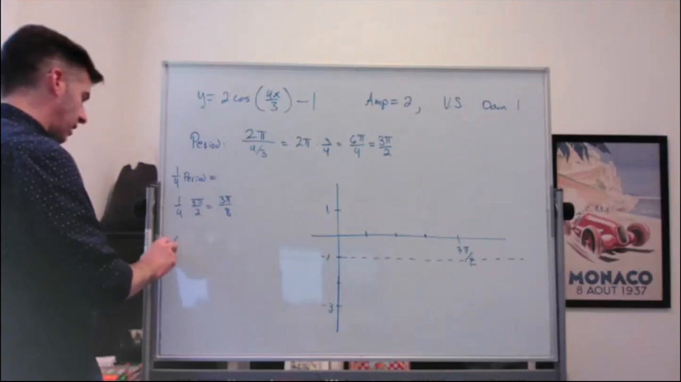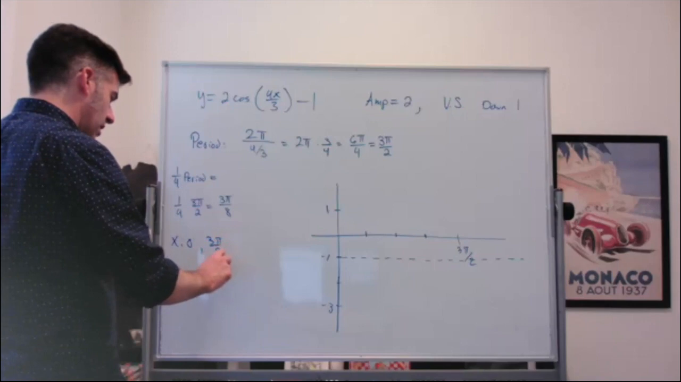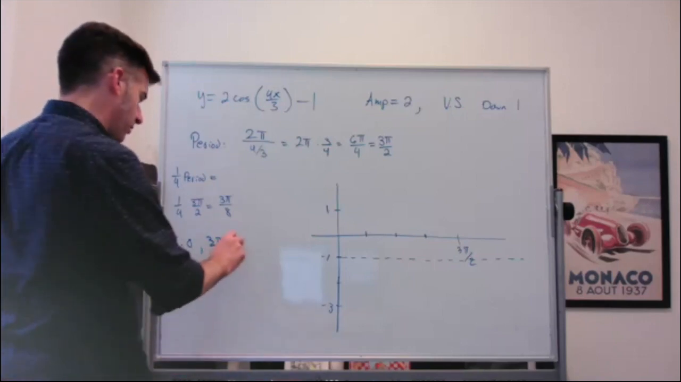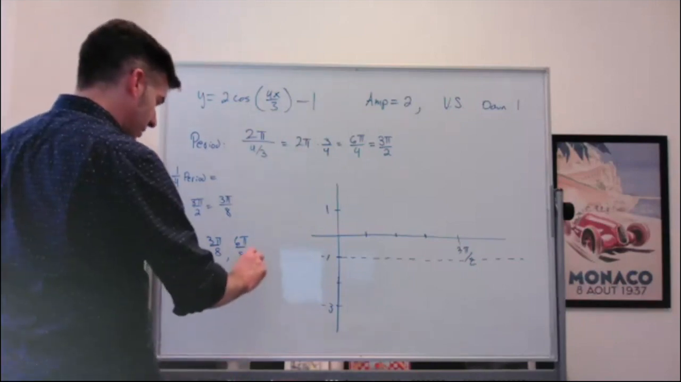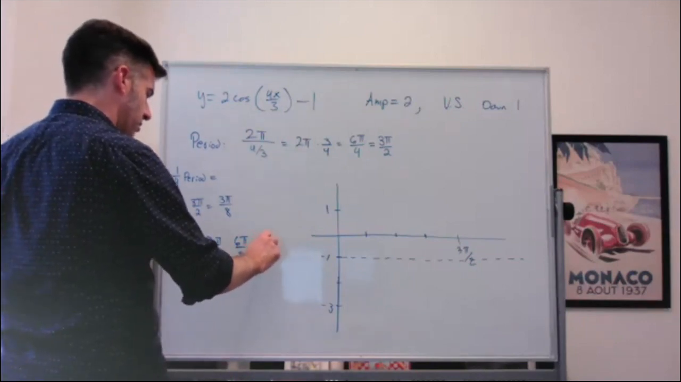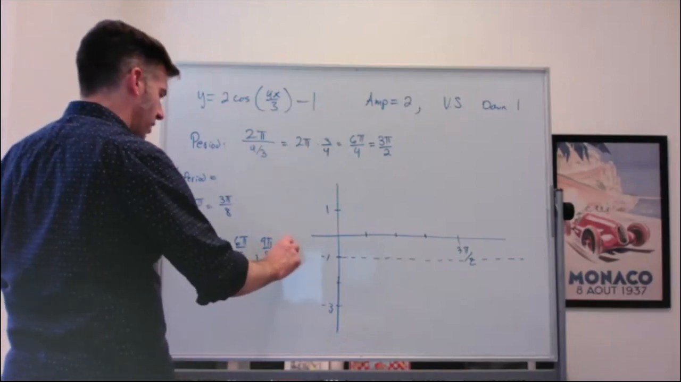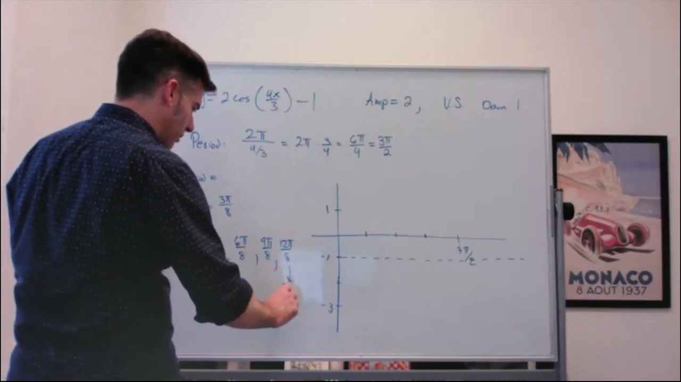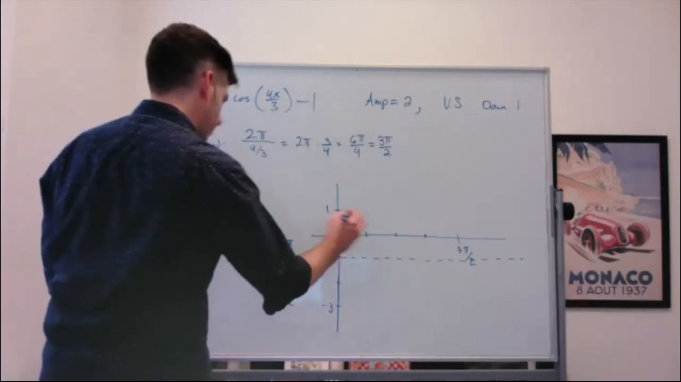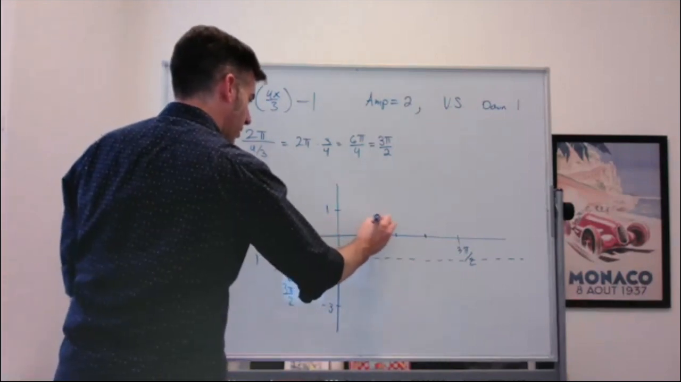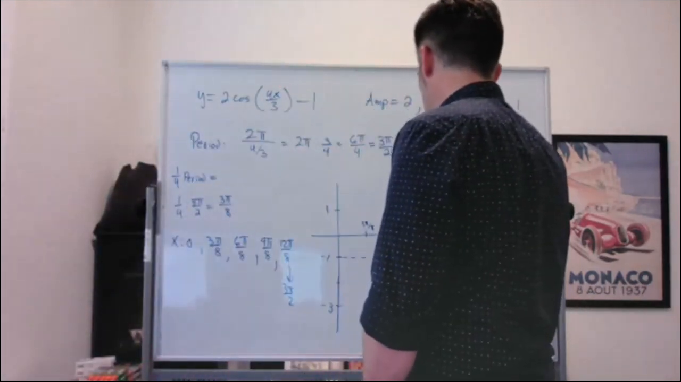So the first x value is going to be 0. The next one's going to be 3 pi over 8. The next one's going to be 3 pi over 8 plus 3 pi over 8, which is 6 pi over 8, or 3 pi over 4. Next one's going to be 6 pi over 8 plus another 3 pi over 8, 9 pi over 8. And the last one's going to be 9 pi over 8 plus another 3 pi over 8, which is 12 pi over 8, which does reduce to 3 pi over 2. 1, 2, 3, 4, 5, we're good to go. I don't think you need to write them here and label them here. I'm just doing it because that's what I do.